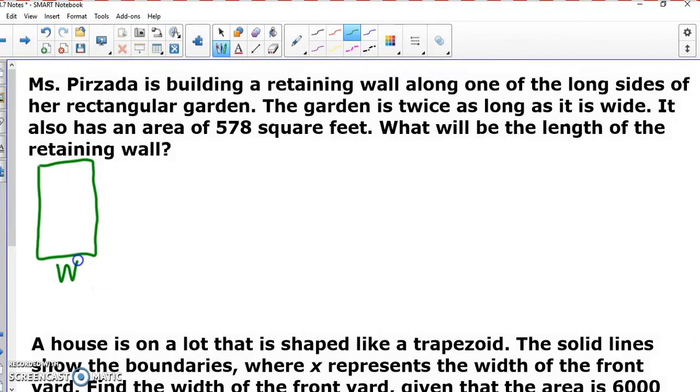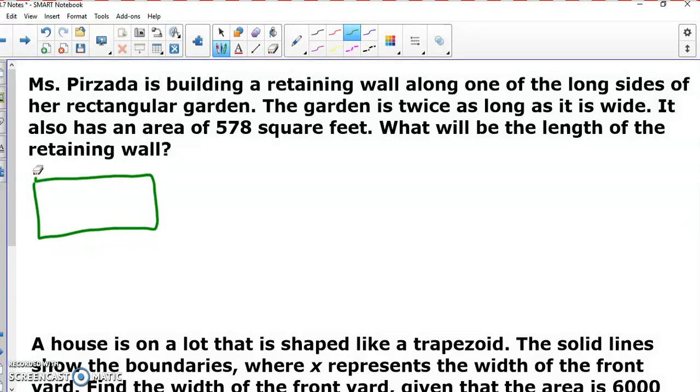So if this is how wide it is, or actually let's do it the other way. Draw it so it matches. If it's twice as long as it is wide, it's going to go this way. Okay, so if here's our width, the garden is twice as long as it is wide. So what we can do for the width then is do 2w, since that one is twice as long as this side would be. So here's all of our dimensions then.